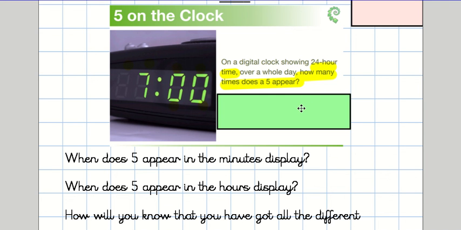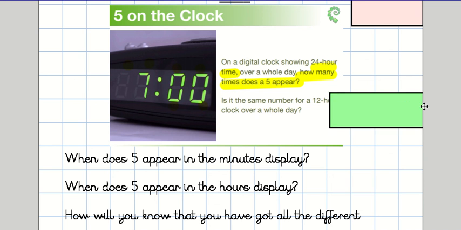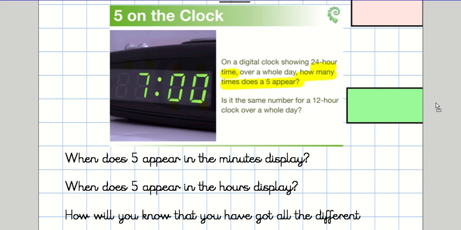And as an extension, I've just got a further question here. See if you can do that for me as well. Is it the same number for a 12-hour digital clock over a whole day? So I want you to think about the 24-hour clock, and then, just as a little extension, is that the same number for a 12-hour clock over a whole day?